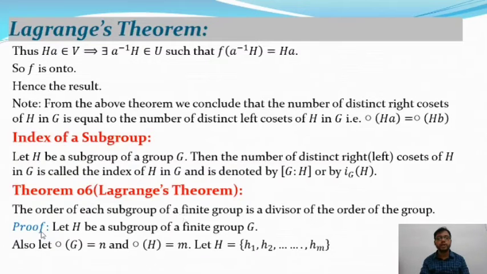So here is the proof of the above theorem. Let H be a subgroup of a finite group G. Also let order of G be equal to n and order of H be equal to m. Let H be a subset of G, and H is also a subgroup of G. So H contains the elements h1, h2 up to hm. So order of H is equal to m. So there are m distinct elements, and they are h1, h2 up to hm.